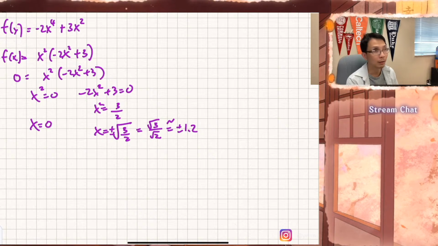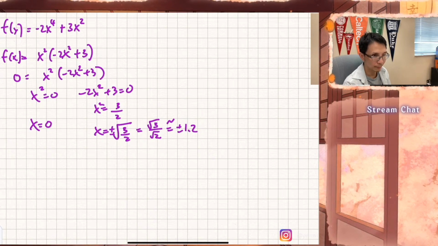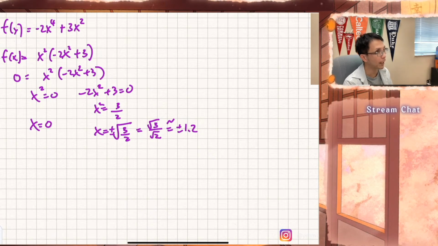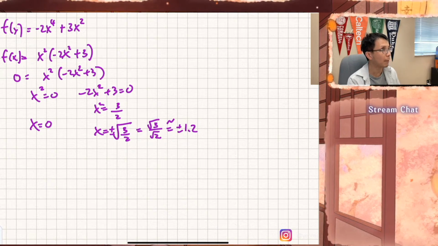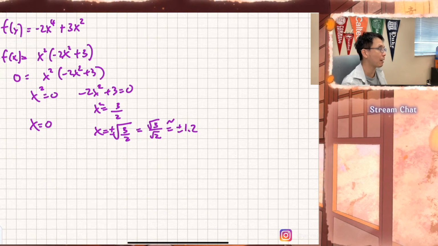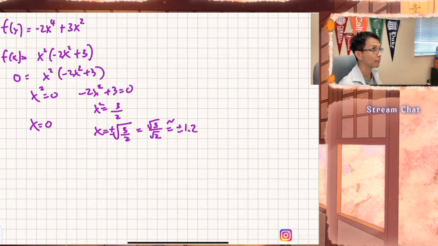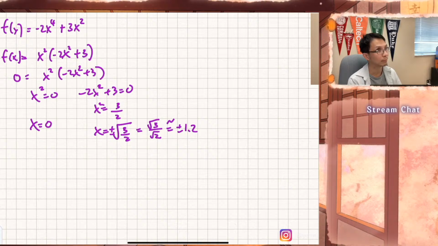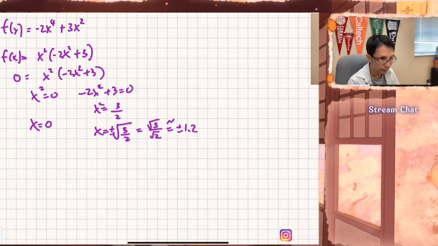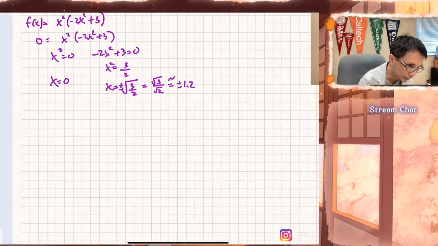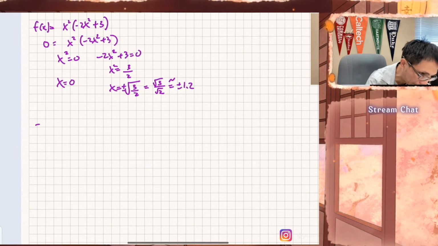No, I meant, how did you find the zeros without taking the derivative? No, I'm looking for the x-intercept here. I'm not doing the derivative. I'm not doing calculus. I'm just finding the x-intercept on the original function. Because at the x-intercepts, Oh, okay. I see.